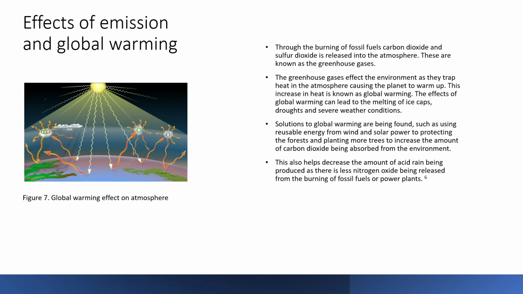These greenhouse gases in the environment have caused the world to heat up. This is due to heat being trapped into the atmosphere. This has led to global warming, which has led to the melting of ice caps, droughts, and severe weather conditions like hurricanes. There are solutions to global warming, such as reusable energy in the form of wind and solar power, or planting more trees. This has also helped decrease the amount of acid rain, as the burning of fossil fuels releases nitrogen oxide. However, due to their less burning of fossil fuels, there is less nitrogen oxide in the atmosphere.